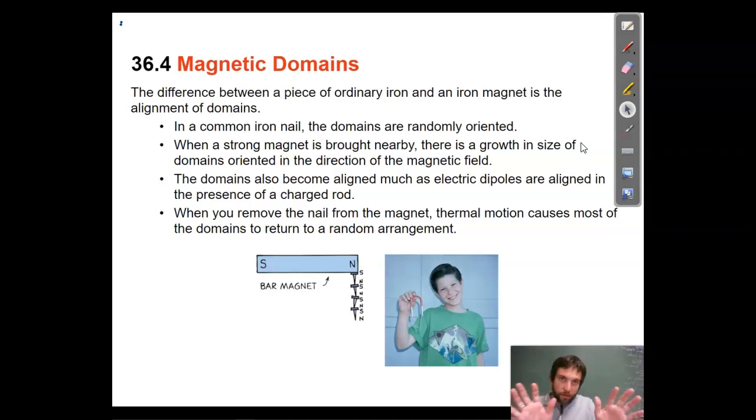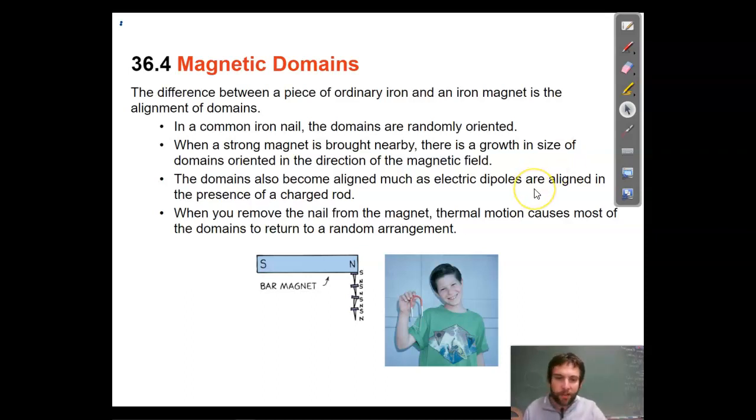So they're in line with each other, and because of that, the magnetic field from the atoms is not being canceled out. That's what allows for the attraction of the iron nail to the magnet. The domains also become aligned much as electric dipoles are aligned in the presence of a charged rod.